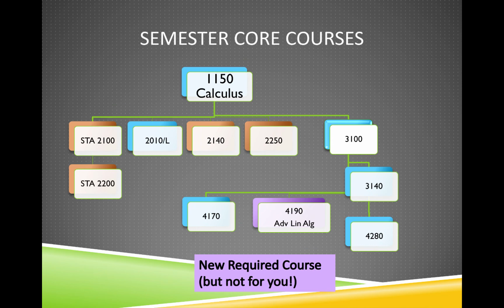The last big change that you should know about is that there's going to be a new required math course for all math majors. So Math 4190. It used to be Math 419 and it was an option course for the pure majors. Now it will be Math 4190, Advanced Linear Algebra, and it will be part of the core for all math majors.